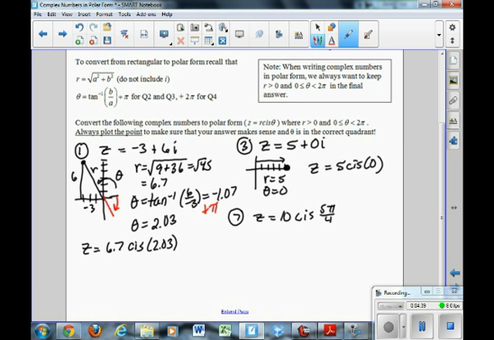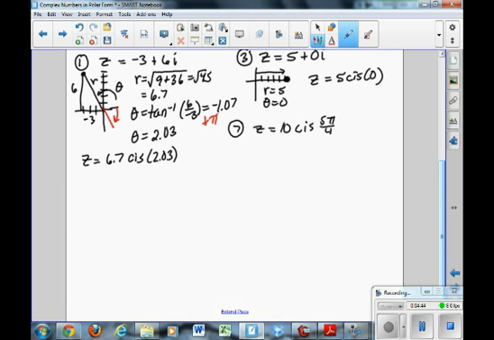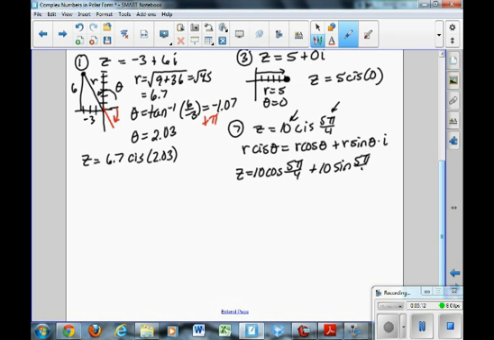Now, in the next one, number 7, if you go down farther in the worksheet, this is where you're supposed to change from polar to rectangular. So I have to remember that r cis theta means r cosine theta plus r sine theta times i. So here's my theta, here's my r. So z is equal to 10 cosine 5 pi over 4 plus 10 sine of 5 pi over 4 i.